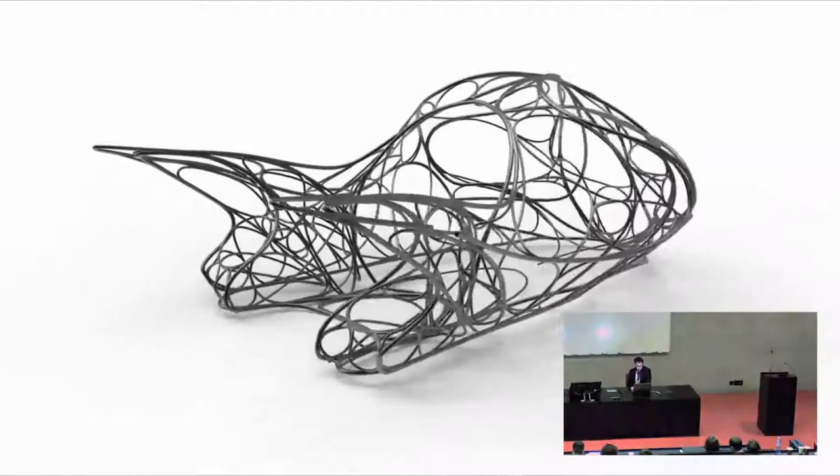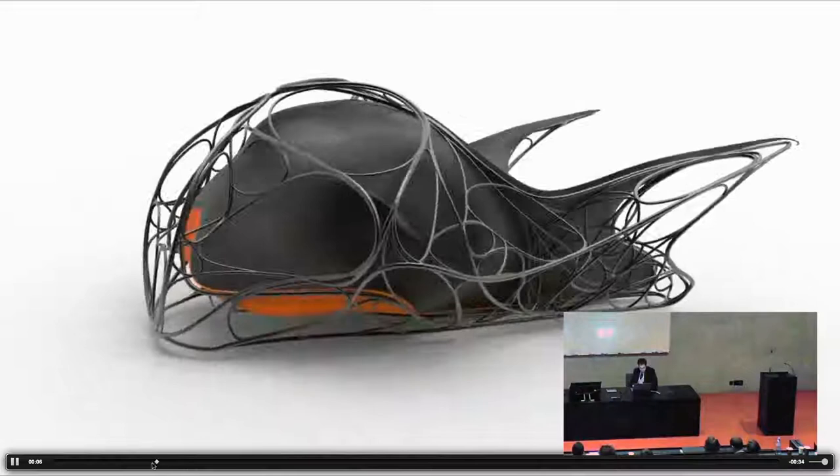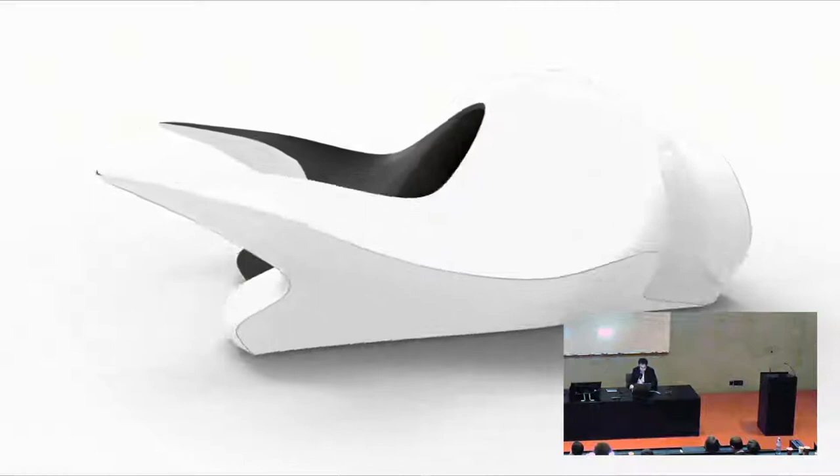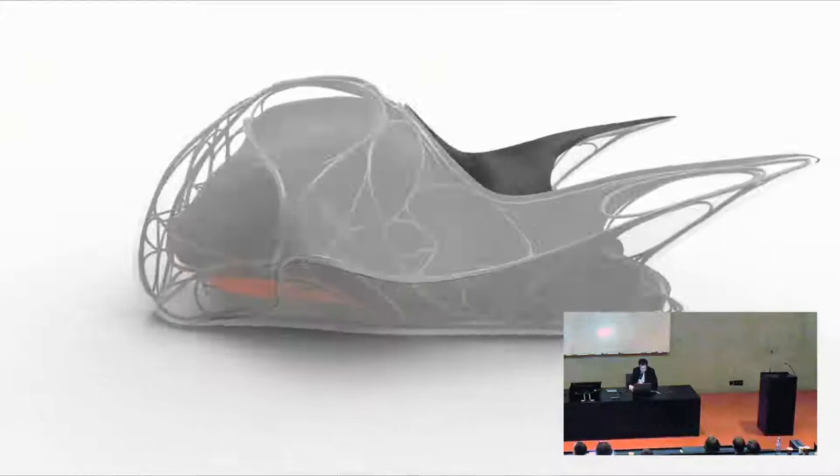So this is, for example, a basic structure that we can output from the software, establishing these principles for a continuous surface that keeps all the structure in tension. So this structure is extremely lightweight and extremely cheap, and can be put together in just a couple of days.